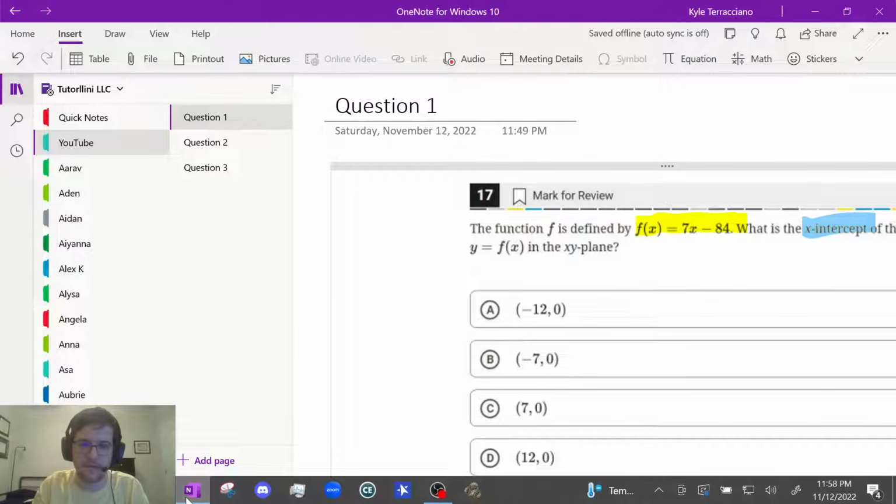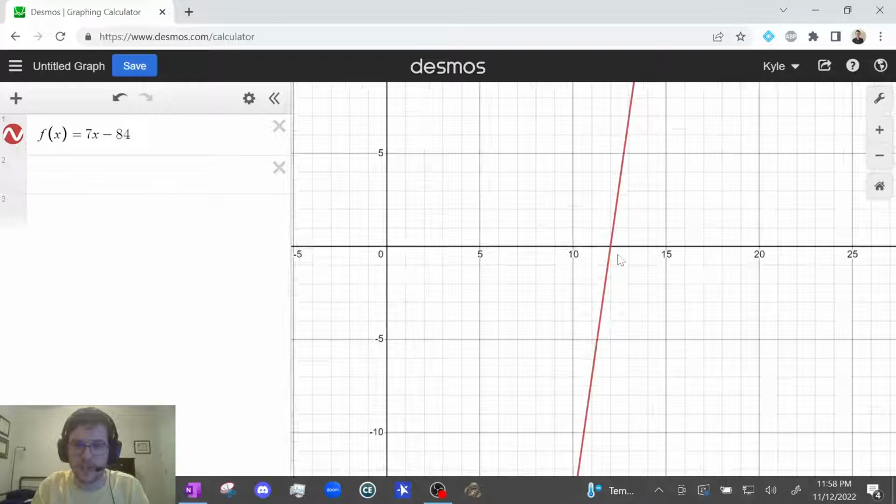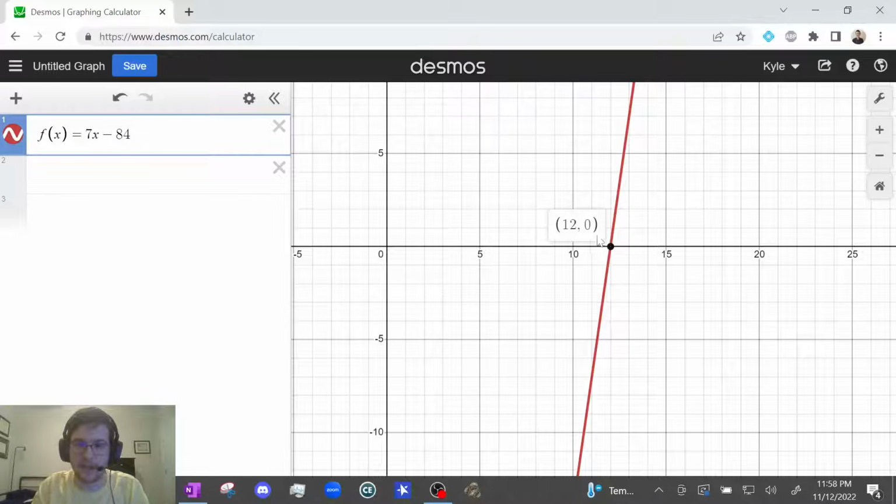And again, let me check. The question wants us to find the x-intercept. So I'm going to notice the graph crosses the x-axis right here. I'm going to click on it and then highlight it by clicking on it again. So the x-intercept is 12, 0.